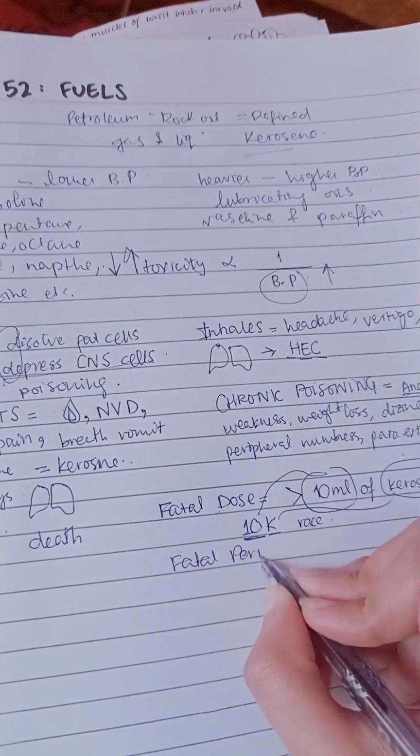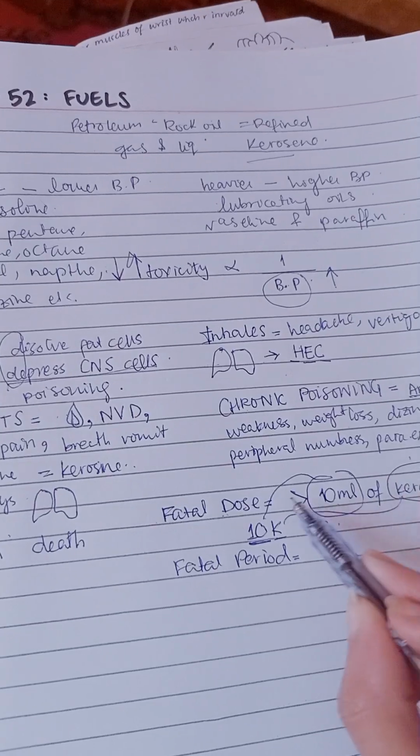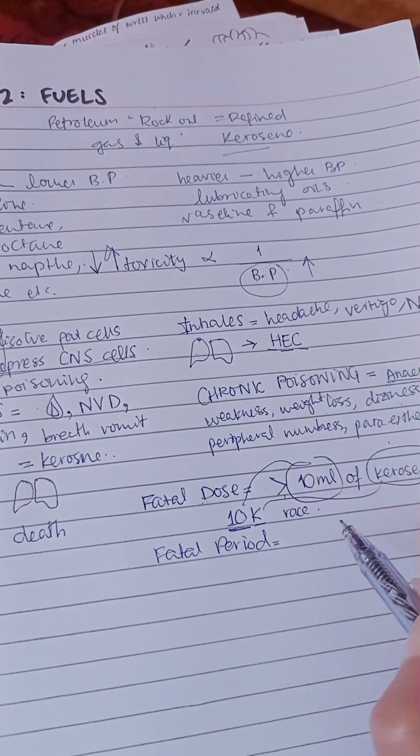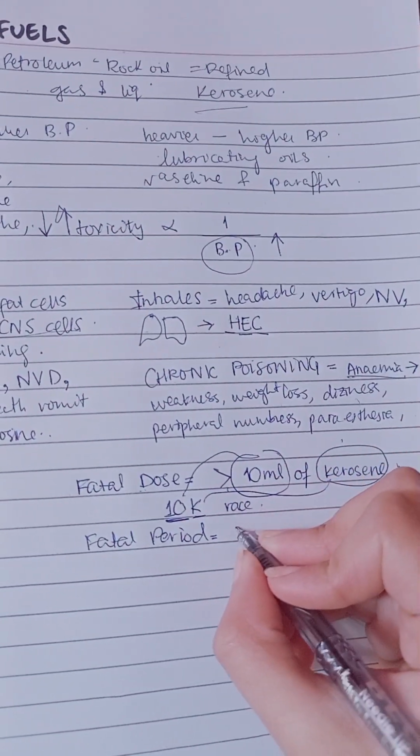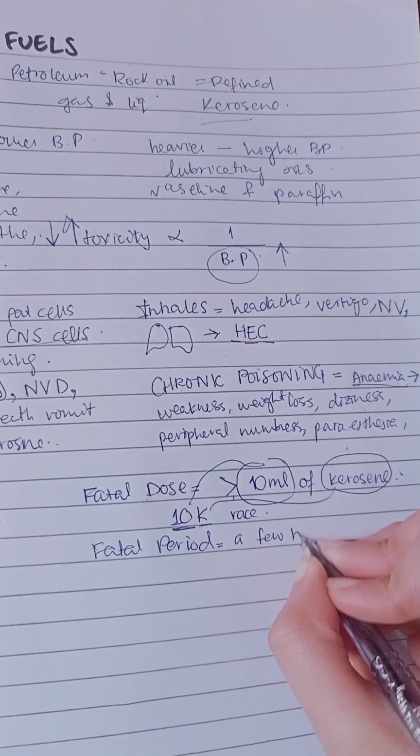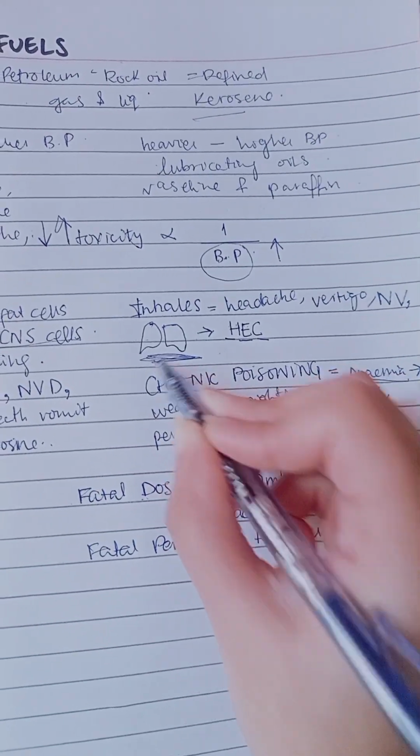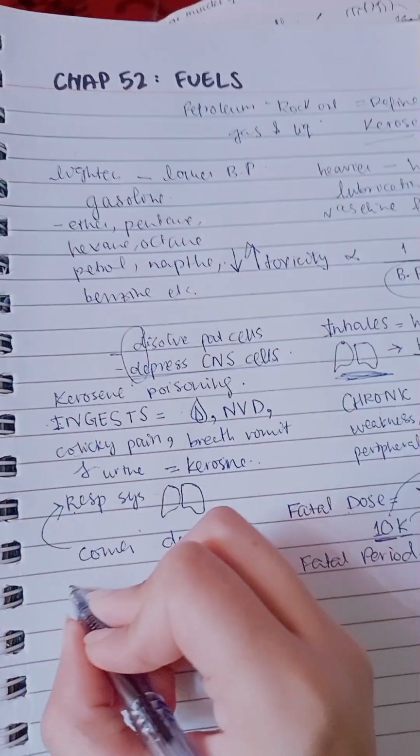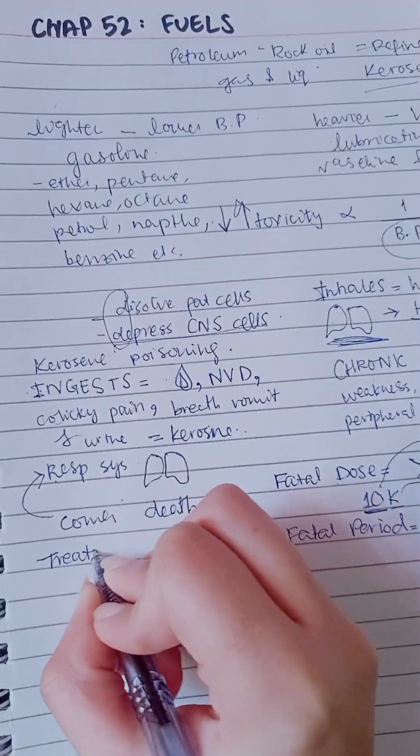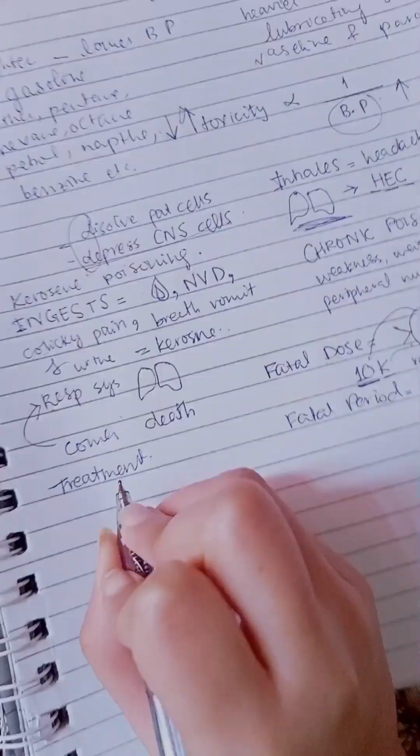As for the fatal period, that means the amount of time after the ingested fatal dose to cause death in the patient, it is a few hours, nothing specific. And this is because of the intense pulmonary irritation that petroleum products cause. Next, we will talk about treatment for kerosene poisoning.